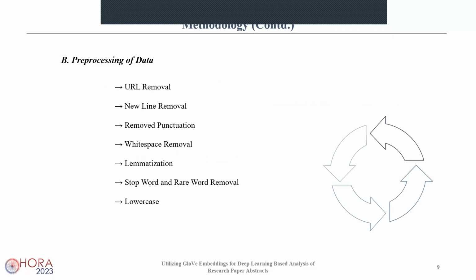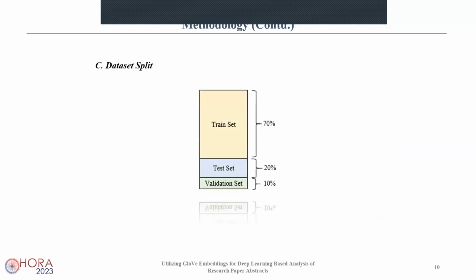In data preprocessing, we remove URLs, new lines, punctuation, and white space to focus on relevant data. Lemmatization reduces words to their base form, while removing stop words and rare words reduces noise. Converting text to lowercase ensures case insensitivity for analysis. These steps enhance data quality, clarity, and accuracy in subsequent tasks.